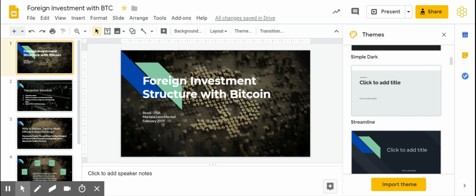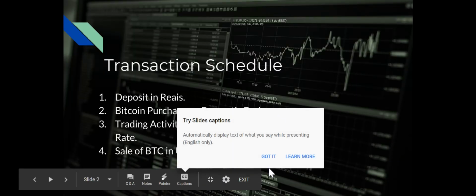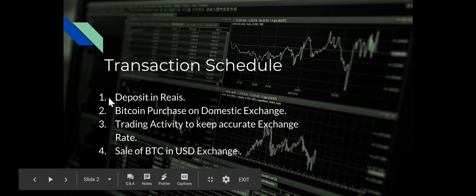It's March 1st, 2019, and I'm going to explain very briefly the structure of the operation to move capital from Brazil into the US using Bitcoin. So basically, we've been talking about what we could call a transaction schedule. In this sense, there are a couple of things that we need to understand, and what is the risk of all of it.